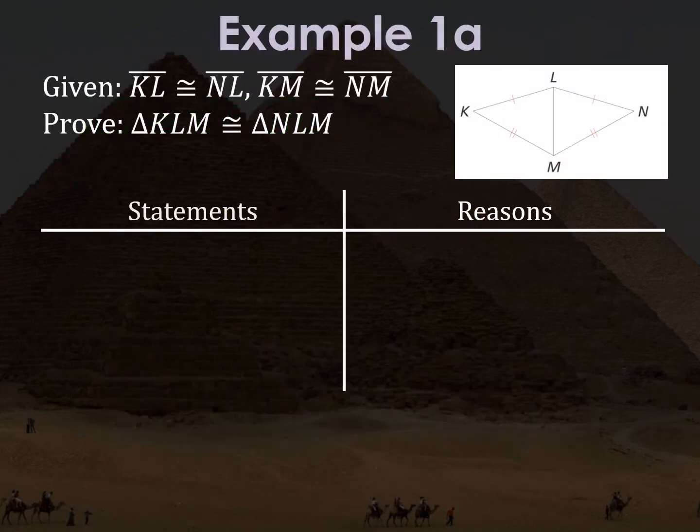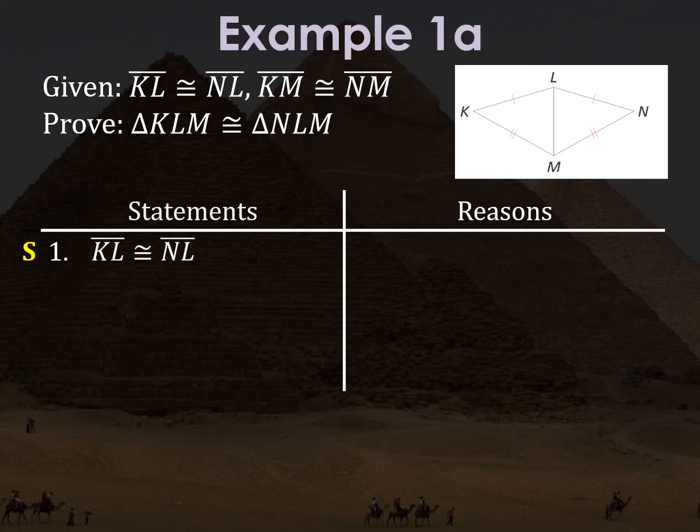Example 1a, you're given KL and NL congruent, KM and NM are congruent. We are trying to prove that triangles KLM and NLM are congruent. So far we've looked at SAS. Now we're going to look at SSS. So you don't have to look at the angles. All you're looking at are three congruent pairs of sides.